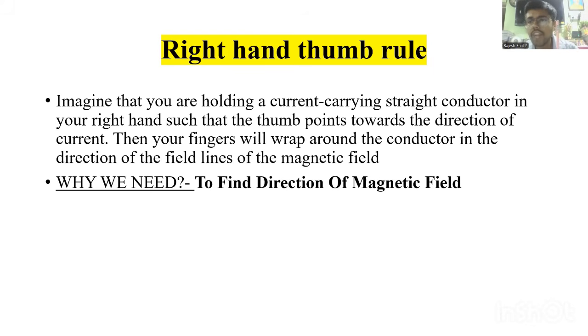How is there a magnetic field? That is the principle. That is why the chapter name is magnetic effects of electricity. Wherever there is electricity, there is a magnetic field.